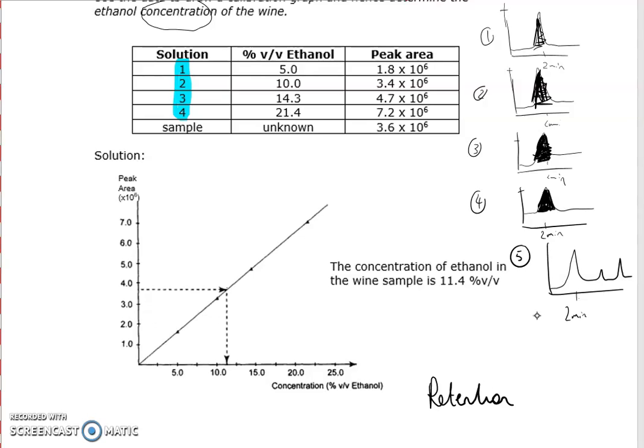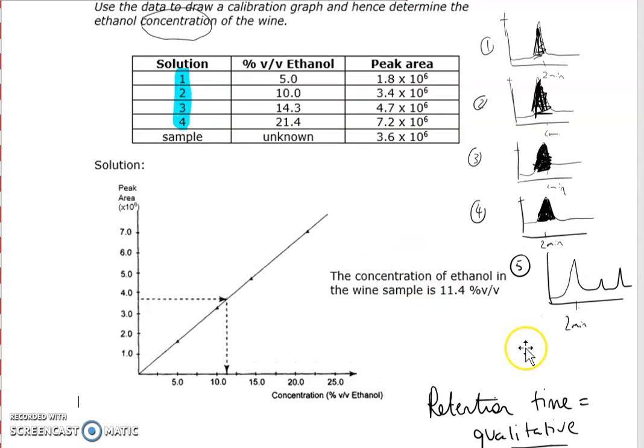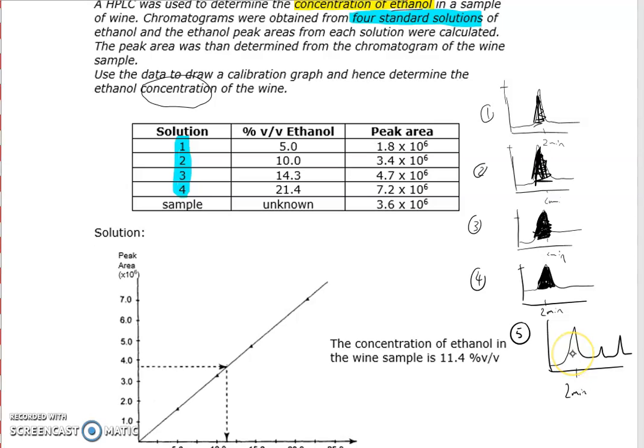is handy to give you an indication of what it is, qualitative. Okay, what it is. So we know this peak is ethanol because it occurs at 2 minutes. That's the retention time of ethanol. Okay, I've just made that value up. Anyway, so we've got our peak areas for each of these.